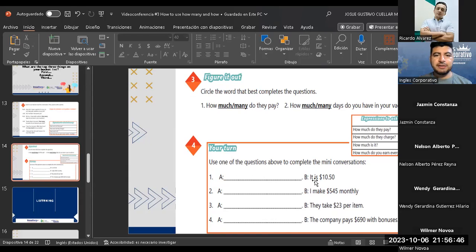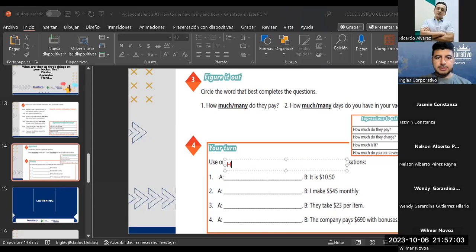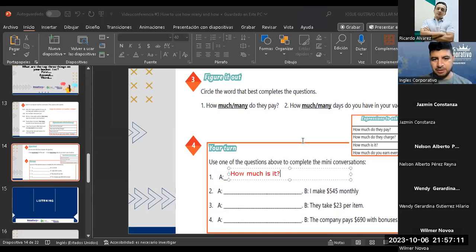Bien, la primera está fácil. It is $10.20, ¿verdad? ¿Alguna idea cuál podría ir acá? Sería how much. How much only. Yeah. How much is it? Thank you. Easy. Thank you.